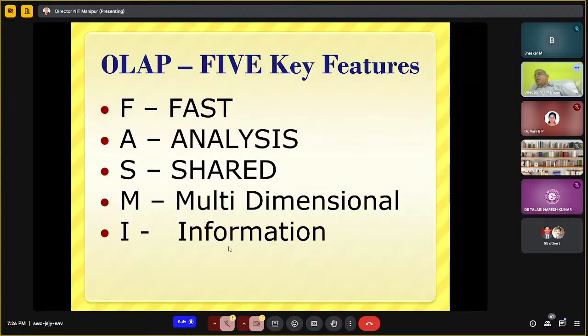There is a popular feature set called FASMI test. F stands for fast. OLAP features are all: fast, analysis, shared, multidimensional information stored in an OLAP system. Queries are executed fast. Analysis is done, A for analysis. Shared information is there. Multidimensional: different dimensions are taken into consideration. And then I stands for information.